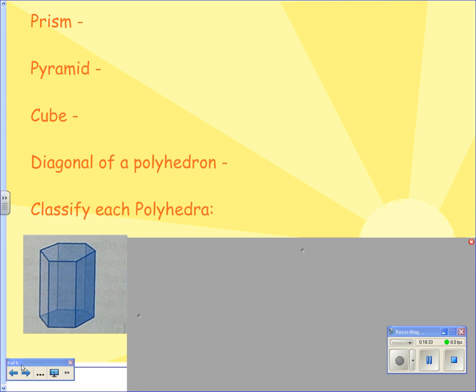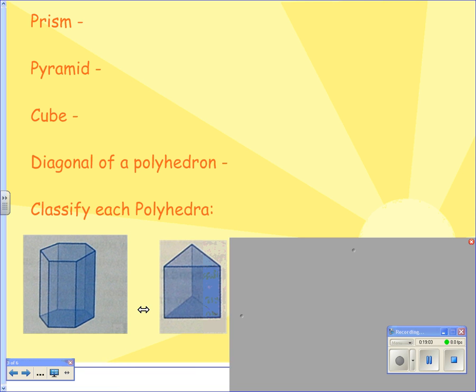So we want to classify each polyhedra. Plural of polyhedron, polyhedra. How would I classify that? This is a hexagon, and it's a prism, right? It's a hexagonal prism. Does that make sense? What about this? Triangular prism?